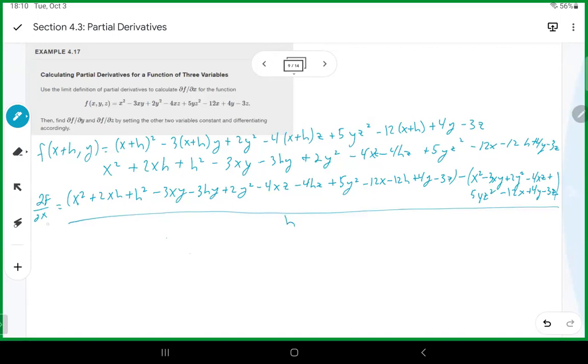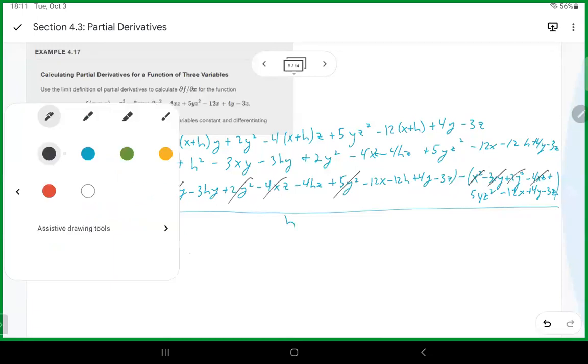I forgot the limit. That's so much to squeeze in there and forgot that part. All right. Okay, let's see what cancels. X squared, 3xy, 2y squared. Did I drop a z out? I dropped a z.